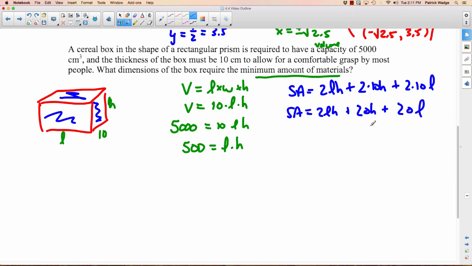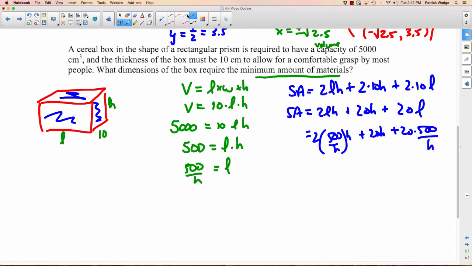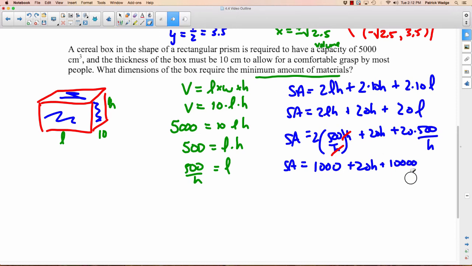But again, we have this problem where we have 2 unknowns here, L and H. But it's easy to fix that problem. We're just going to isolate one of them. Why don't we get L by itself? So we have L equals 500 divided by H. That's what we're going to plug into all the L's here. So we have 2 times 500 over H times H, plus 20H, nothing to do there, plus 20 times 500 over h. These can cancel, so you end up with the surface area as 2 times 500, which is 1,000, plus 20h plus 20 times 500, which is 10,000, over h. But since we're going to take the derivative of this eventually, why don't we write it as h to the negative 1.